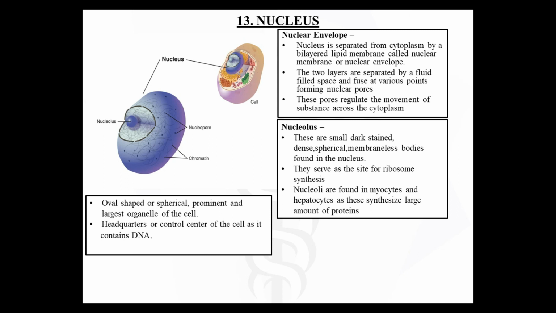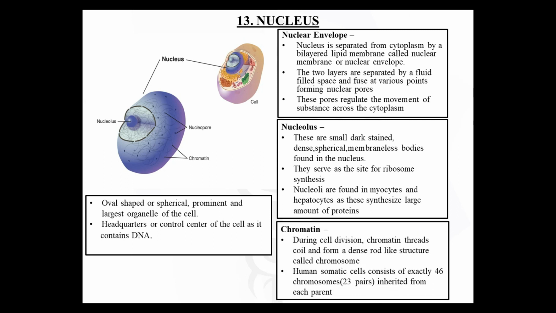The second one is nucleolus. These are small, dark-stained, dense, spherical, membraneless bodies found in the nucleus. They serve as the site for ribosome synthesis, rRNA production particularly. Each nucleolus is essentially an assembly of proteins, DNA and RNA. Nucleoli are found in myocytes and hepatocytes as these synthesize large amounts of proteins.